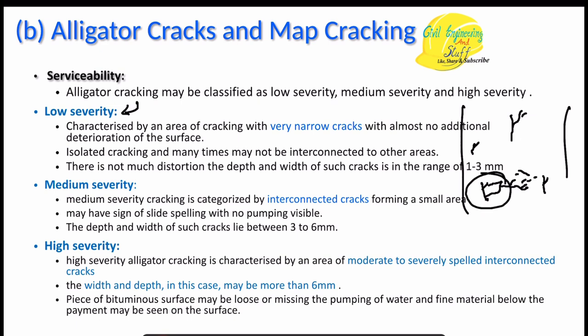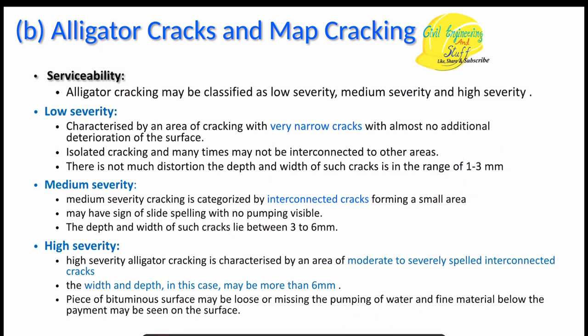Since these are hairline cracks, there will not be much depth and width to these cracks, and the range may vary from 1 to 3 mm. So not much severity. We will take it as a low severity. When we talk about medium severity, basically interconnected cracks will be there, and small areas will be formed, but the width of the crack will increase from 1 to 3 mm to 3 to 6 mm.